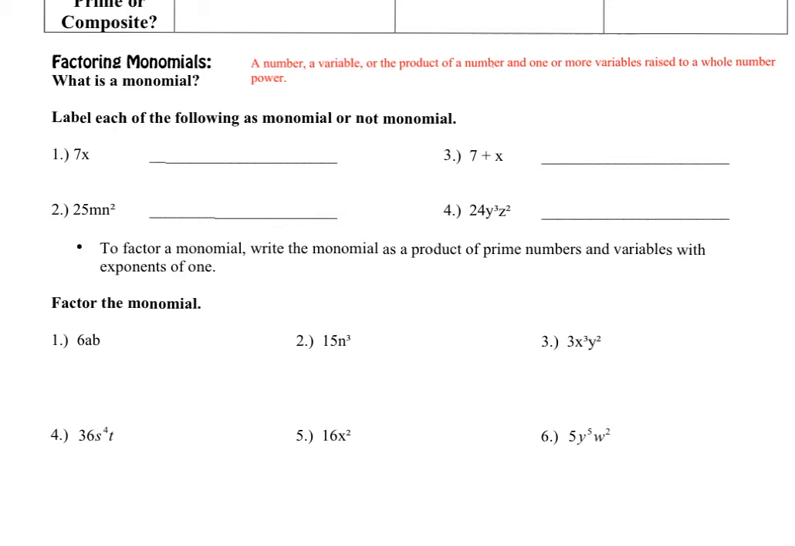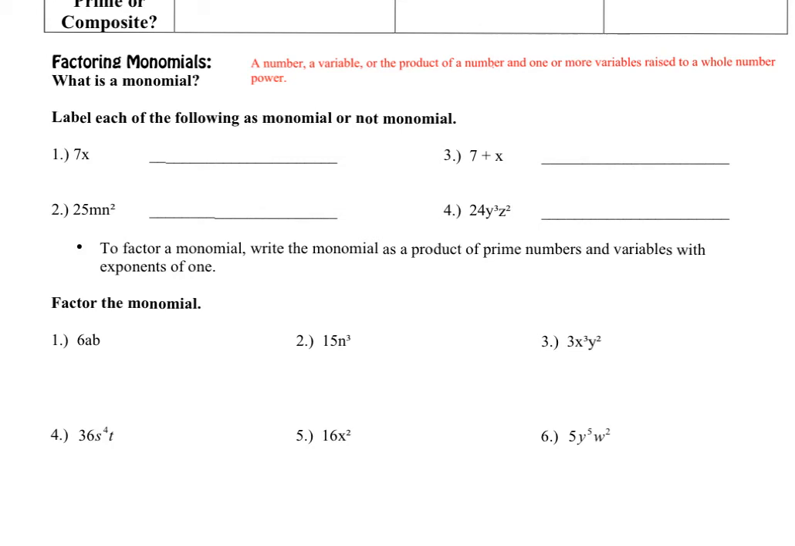All right, so we first need to define what a monomial is. Now, maybe you've heard the prefix mono. Mono means one. So a monomial is another way of saying one term. It is a number, a variable, or the product of a number and one or more variables raised to a whole number power. Okay, now that's kind of a mouthful, but try to write that down when it asks what is a monomial. It is a number, a variable, or the product of a number and one or more variables raised to a whole number power.